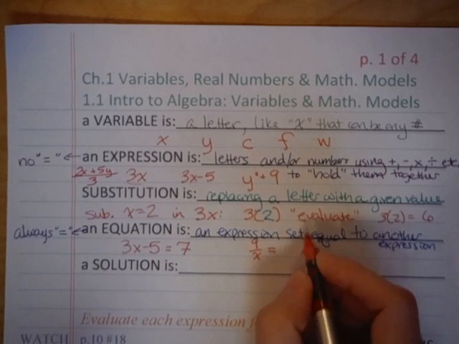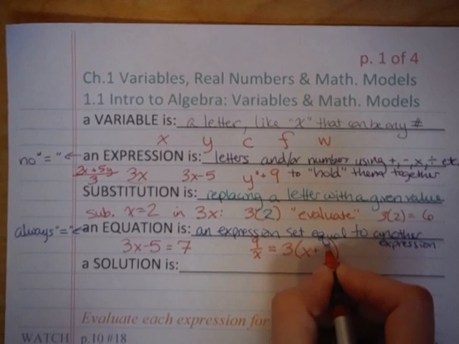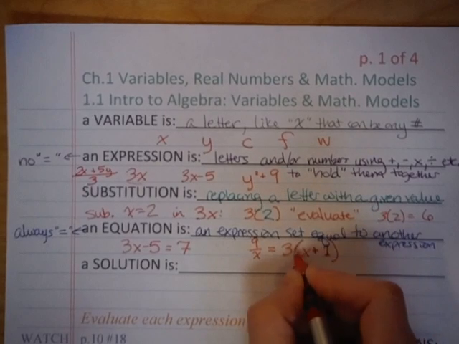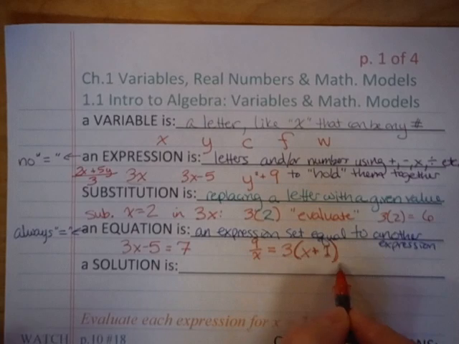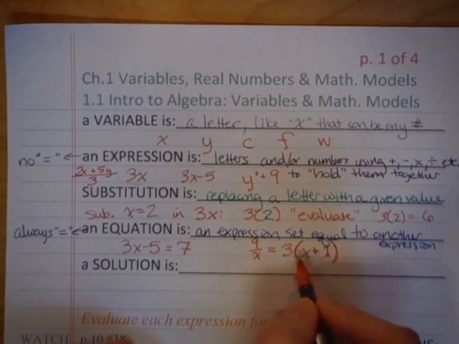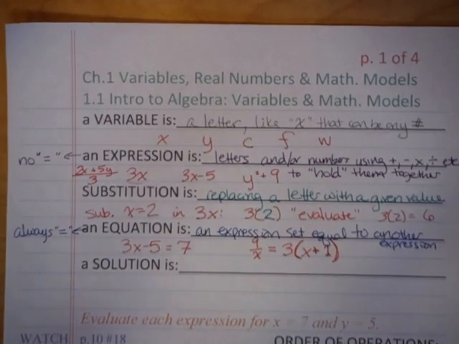9 over x equals 3 times the quantity x plus 1, using some real official terms there to demonstrate verbally that I've got parentheses going on there. 3 times this entire quantity, x plus 1. 3 times, or parentheses, x plus 1. End of parentheses.